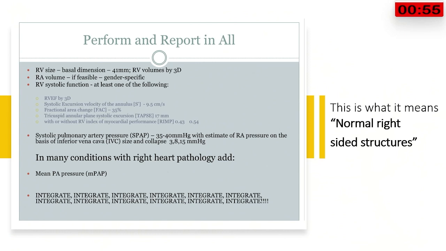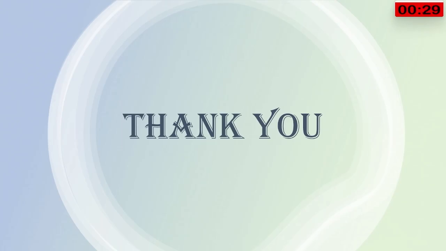So we have to perform and report in all patients the RV size, basal dimensions, volumes, if feasible, RV systolic function by at least one method of those we have just mentioned earlier. We have to assess the pulmonary artery pressure, and we have to assess either the tricuspid regurgitation or the pulmonary regurgitation to obtain the pulmonary artery pressure, and this is simply what is meant by normal right-sided structures. Thank you.